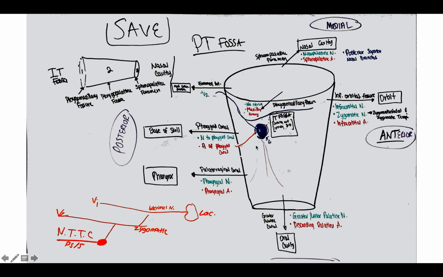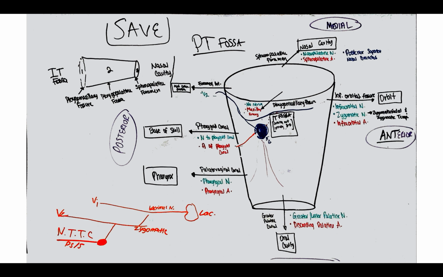So if we're in the PT fossa, if we take one step out and we go one step anterior and we open the door, we're going to be going through the inferior orbital fissure and we're going to the orbit. So that's like our room. So then the nerves that go through here are infraorbital and zygomatic nerve, and the artery is going to be infraorbital artery.